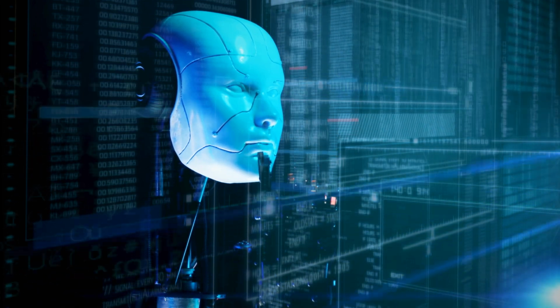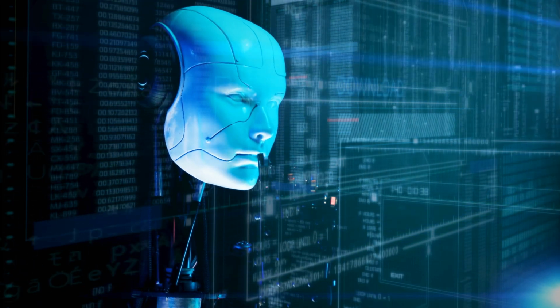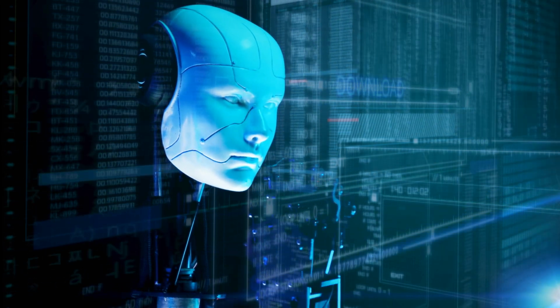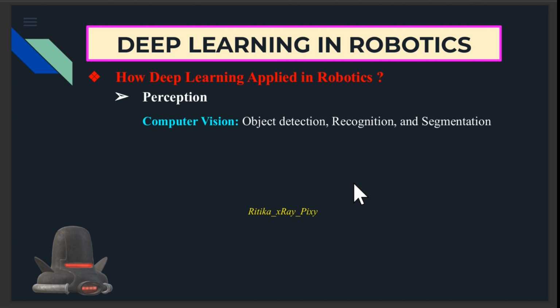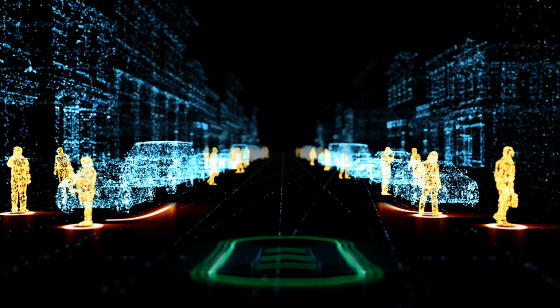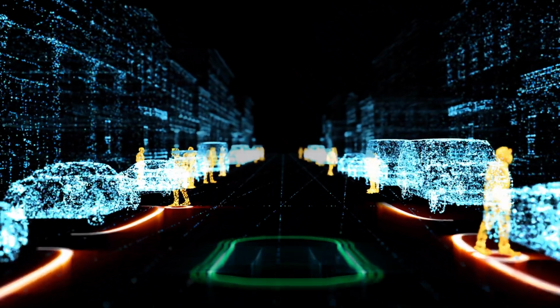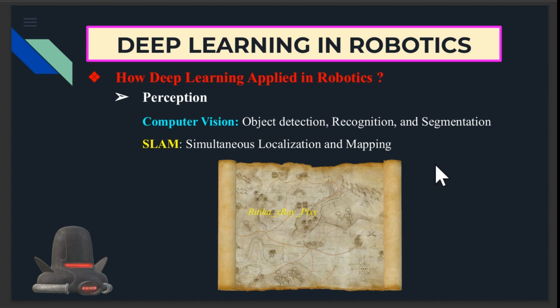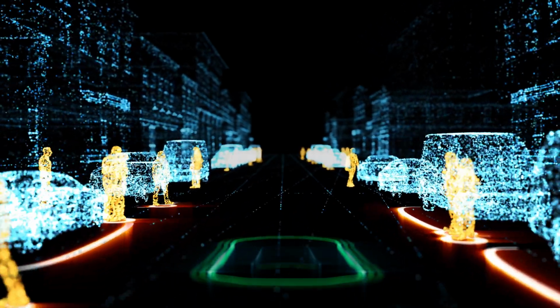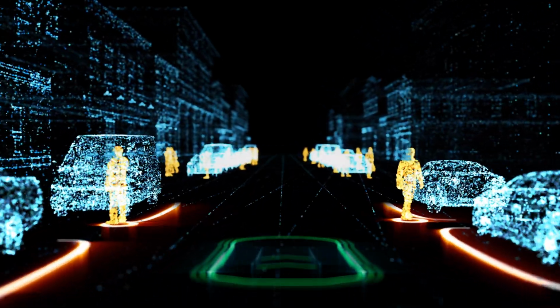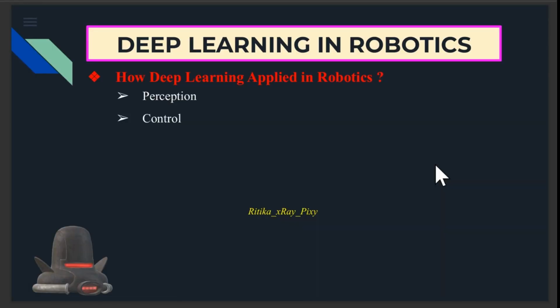It's like the robot's ability to see, hear, or feel the world around it, which helps the robot make decisions or perform tasks. For example, robots can use perception to detect an obstacle in their path and then move around it. Deep learning also helps in creating and updating maps of unknown environments while keeping track of the robot's location.